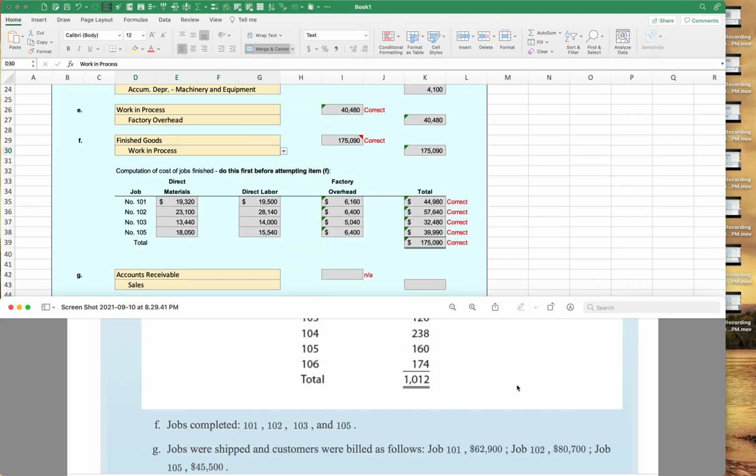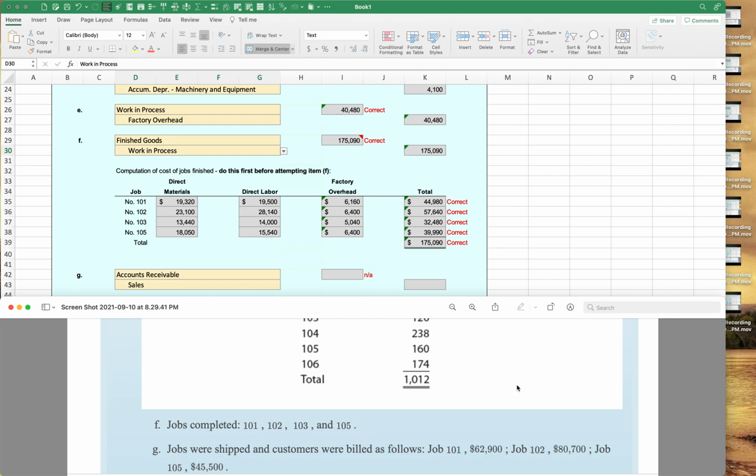Okay, so now that we've recorded that, let's move on to item G. The jobs were shipped and customers were billed as follows. Although this is probably a very vague way of telling what's going on, what you need to understand is when customers are billed, that means some sort of sales have occurred, right? They're being vague about this, but basically when you ship something to a customer and the customer has been billed, it denotes that a sale has occurred. The word bill is a hint for you to record some sort of receivable.